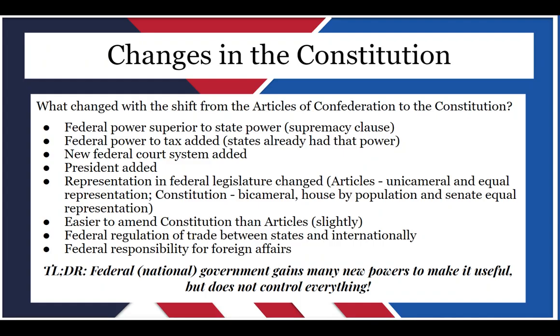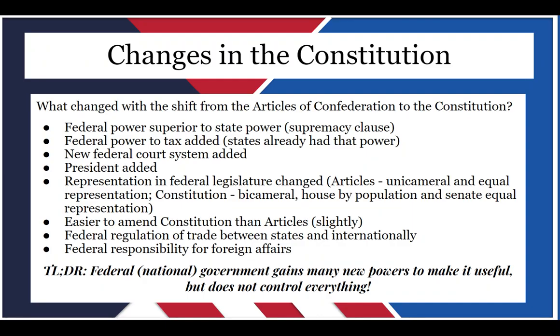The representation in federal legislature changes. Under the Articles, it was a unicameral, so a single house and equal representation for every single state. Under the Constitution, as I said in the last video, 2 houses. The House of Representatives is decided by the population of the state, how big they are. They get more representatives, and the Senate has equal representation. It is slightly easier to amend the Constitution than under the Articles.